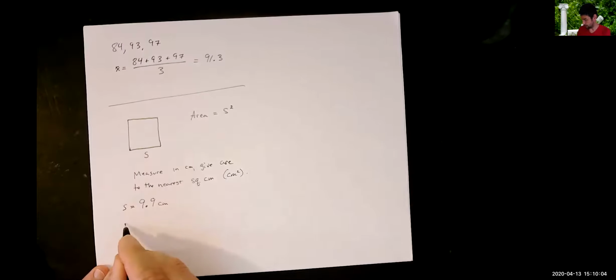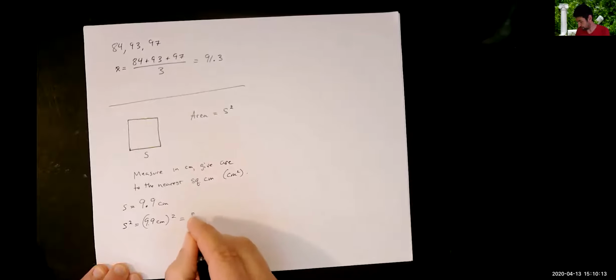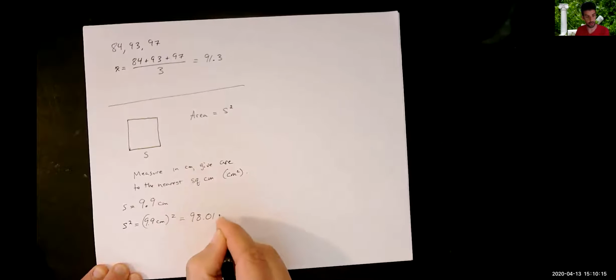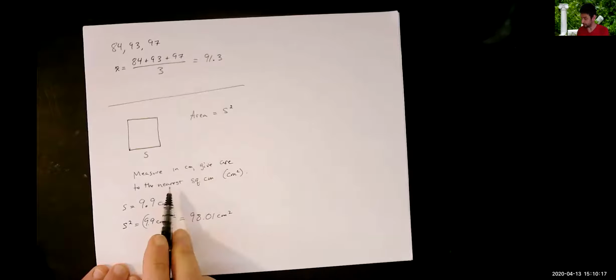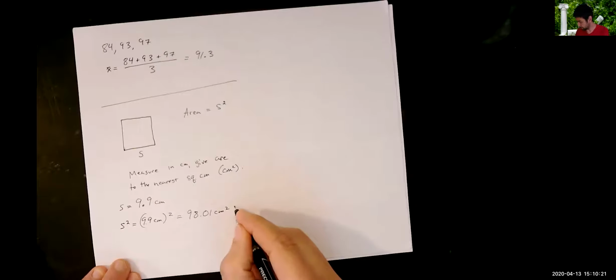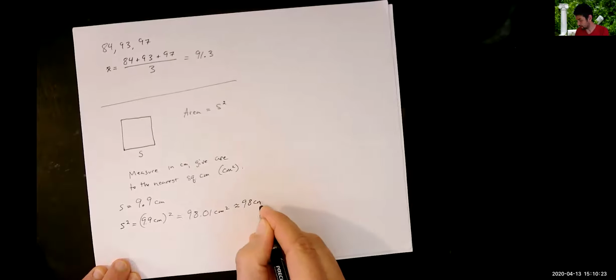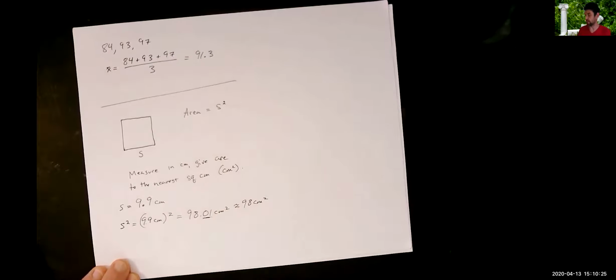So you might compute s squared as 9.9 centimeters squared. If you work this out, you get 98.01 centimeters squared. And then according to my instructions, I said round it to the nearest square centimeter. So we would say this is about 98 centimeters squared, right? We changed it very little. We rounded this little 1/100th of a square centimeter.